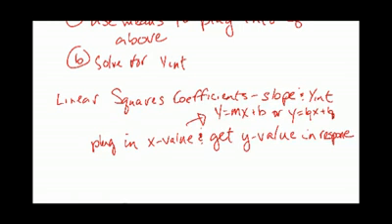Alright, I hope that has clarified any confusion that you might have on the concept of linear squares regression, linear regression.